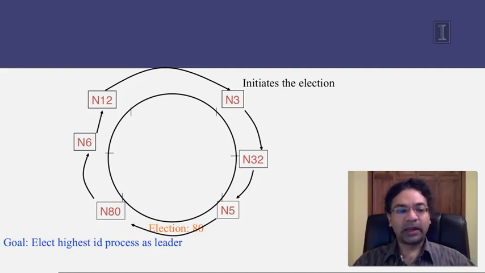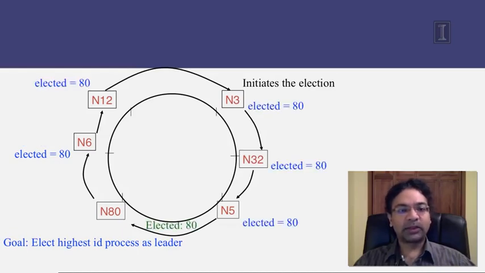At this point, N80 knows that it is going to be the next leader, and it starts an elected message that says that it itself is going to be elected as a new leader. When this elected message is passed on to its successor, N6, N6 receives it. It marks its own elected variable to be 80, which says that N6 knows that N80 is in fact the new leader, and then it passes on the elected message to its own successor, N12. Similarly, this elected message makes its way all the way around the ring. Everyone marks their local elected variables to be 80, and then finally the elected message gets back to N80.